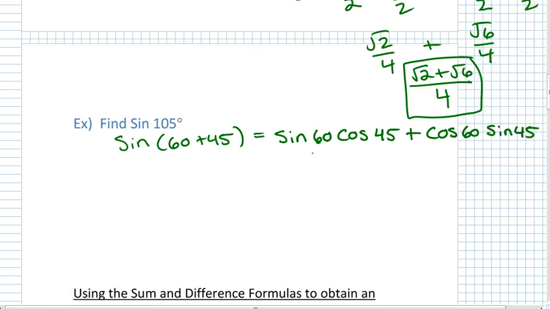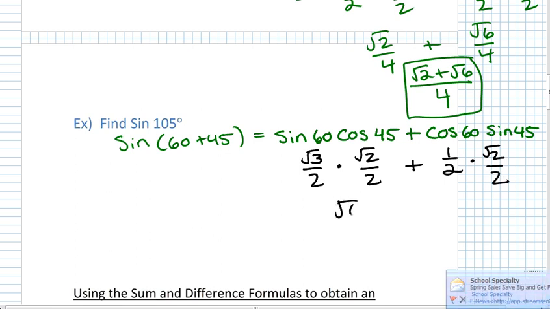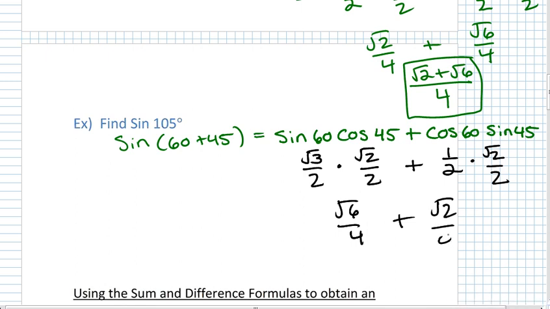So the sine of 60 is the square root of 3 over 2. Cosine 45 is square root of 2 over 2. Cosine 60 is 1/2. Sine 45 is the square root of 2 over 2. So when you multiply again, you get the square root of 6 over 4 plus the square root of 2 over 4. And when you add, you get the square root of 6 plus the square root of 2 over 4. Yes, it is the same answer as the cosine of 15, and that may happen on occasion where the answers would be the same.